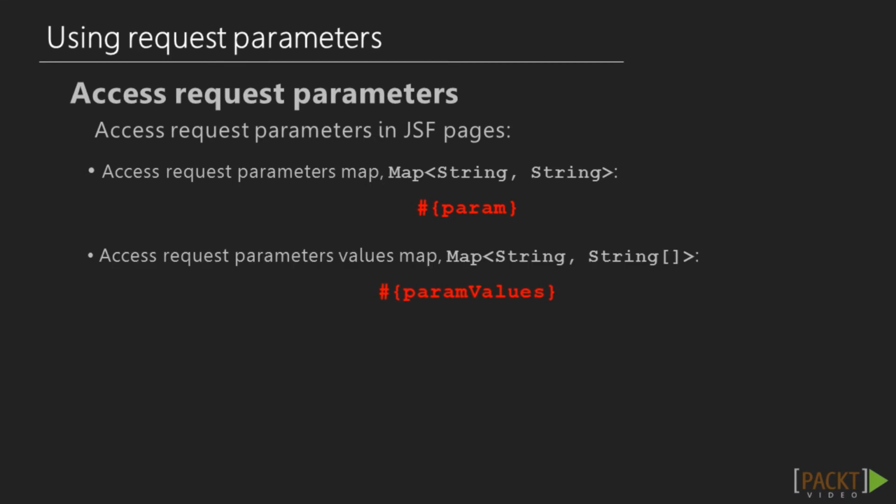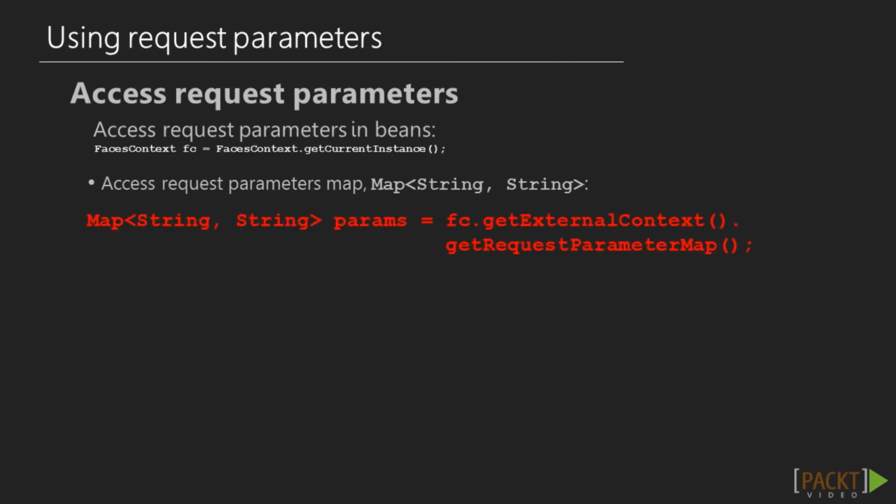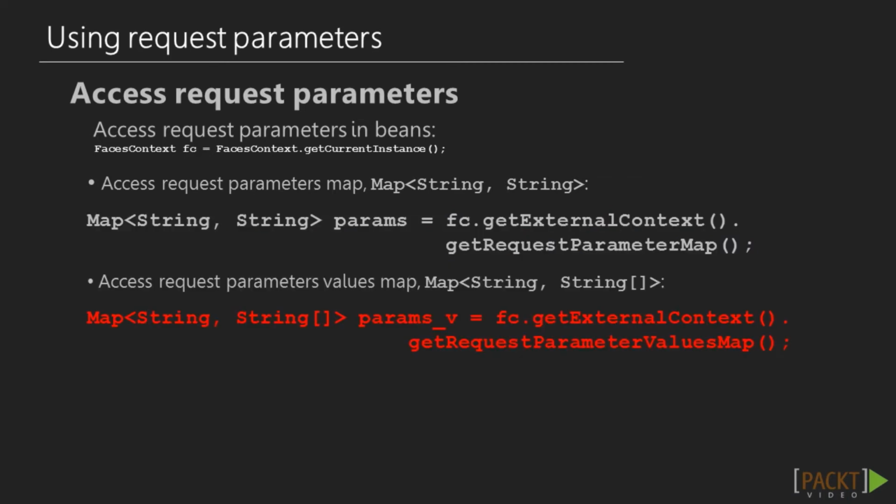In order to access the request parameters in JSF pages, we can use the param and paramValues implicit objects. If we want to access a certain request parameter by name, then we simply extract it from the request parameters map like this. In beans, the request parameters are available via three methods. First, we have the getRequestParameterMap method, which returns an immutable map whose keys are the set of request parameter names included in the current request, and whose values are the first or only value for each parameter name returned by the underlying request.